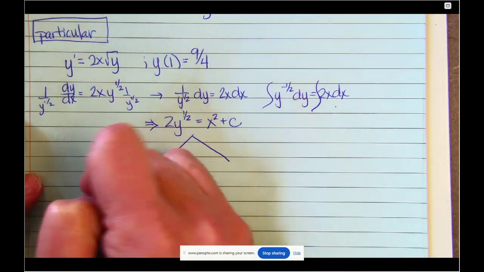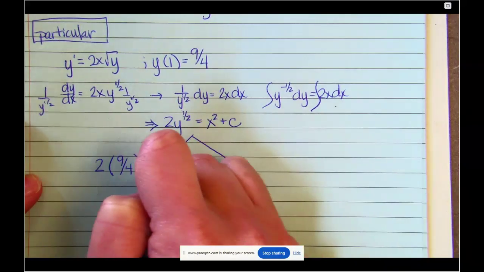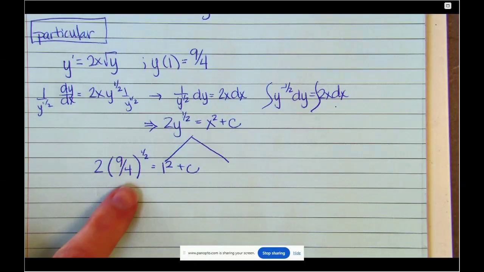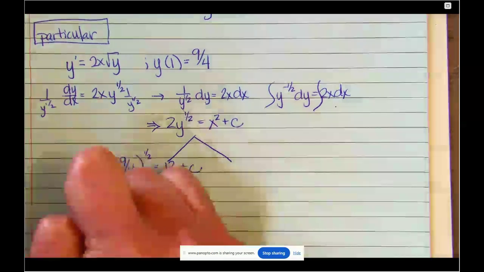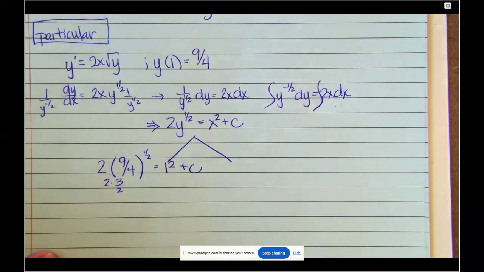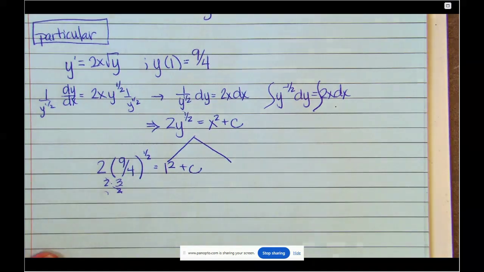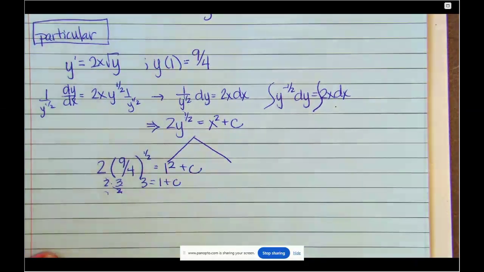So this is y to the 1/2 equals x is 1 plus c. Now I want to remind you of something with square roots because it's 1/2 power. When you square root something, you square root the top and the bottom. So the square root of 9/4 is 3 over 2. So this is 2 times 3 over 2, which is what? 6 over 2 is 3. Don't even do that much. If you've got a top and a bottom, they cancel, and it's just 3. I mean, you could do that much, it's fine, but you don't have to. Okay? So C is 2.